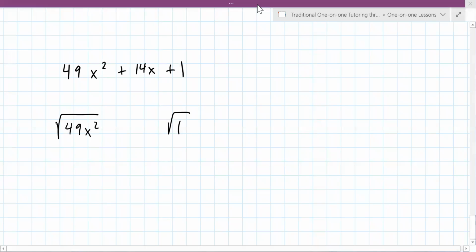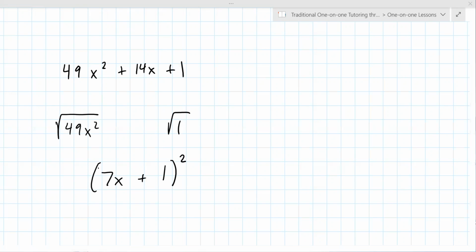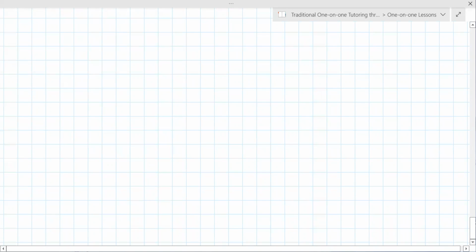So 7x plus, is it 7x plus 1 or 7x plus the square root of 1? Well, what is the square root of 1? And you just said it. 1. Yeah. Okay. Now there's a little more to this. I'm just kind of easing you into this topic.